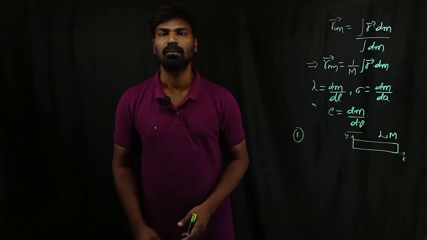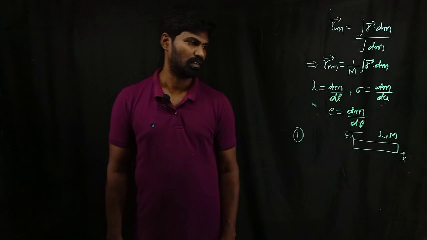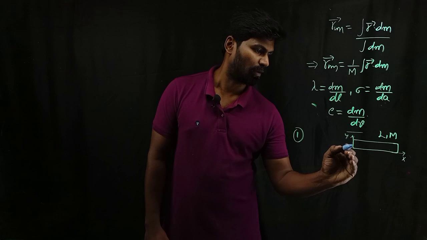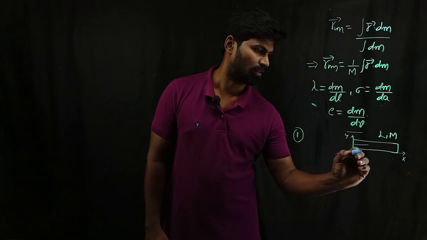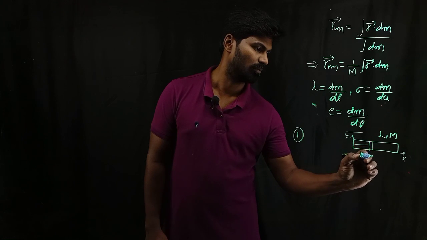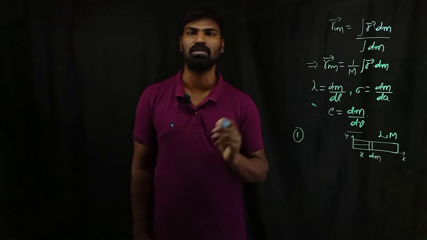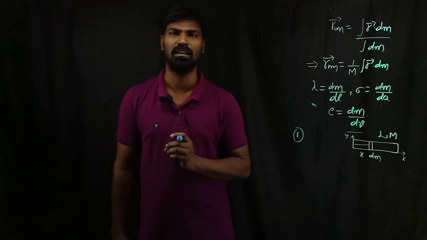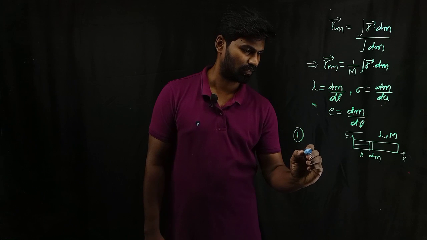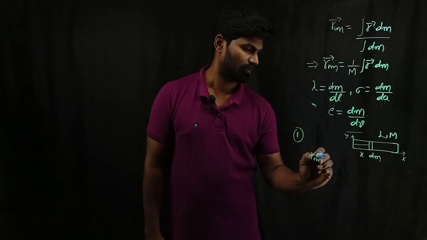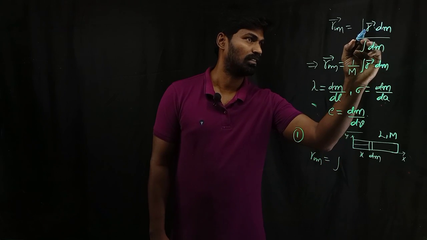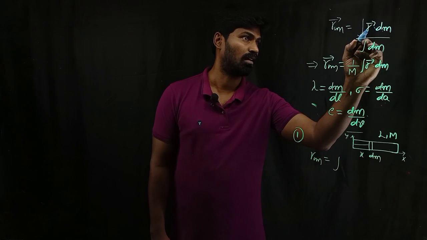Now I am calculating the center of mass for this mass distribution. Here it is a uniform mass distribution. So for that purpose, from this origin at a distance, let me call it x, we should consider a small strip of mass dm. For a continuous mass distribution, first we should consider a small elemental mass. So for this elemental mass, from the definition of center of mass, R center of mass is given by summation over the distance r dm. What is r? The distance of dm from the reference.